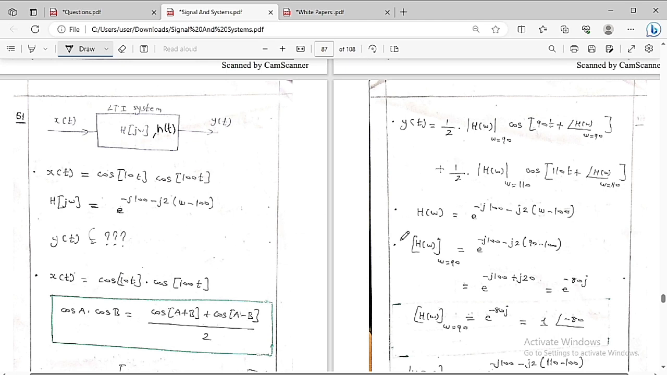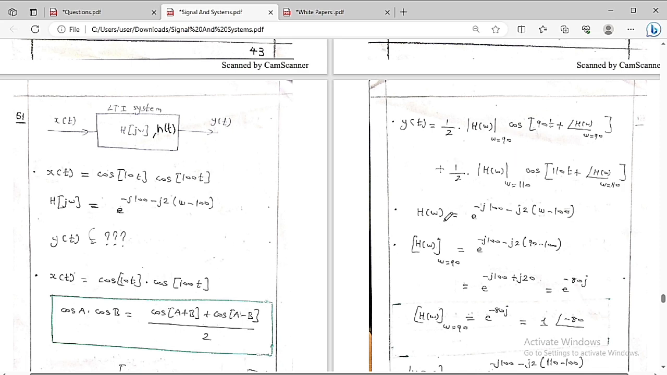H of omega they have already given, which is e to the power of minus j100 minus j2 into omega minus 100. So now basically I want to substitute at omega equal to 90. I want to find the magnitude as well as the phase angle. So in the place of omega I will substitute 90. So h of omega at omega equal to 90, I am going to substitute.